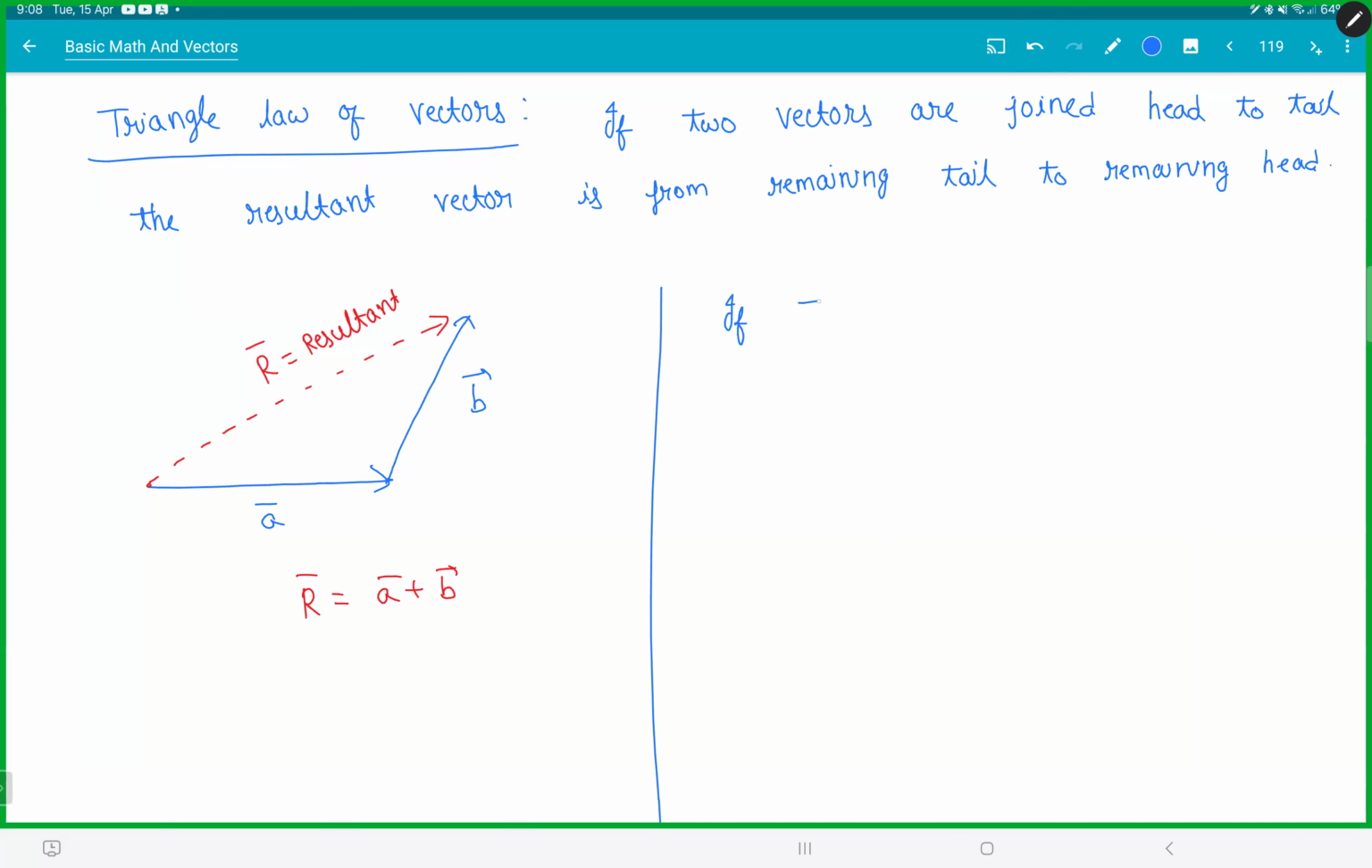Now an extension of this. If you take three vectors joined head to tail, forming a triangle, then the resultant vector is a zero vector.